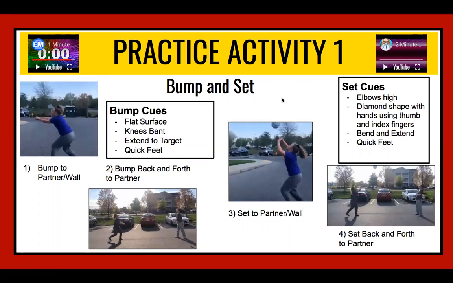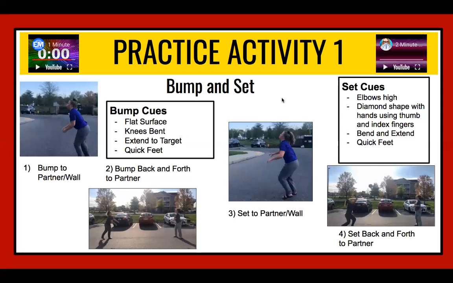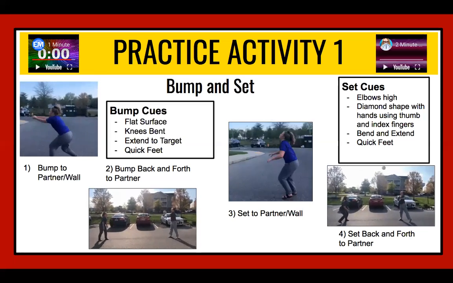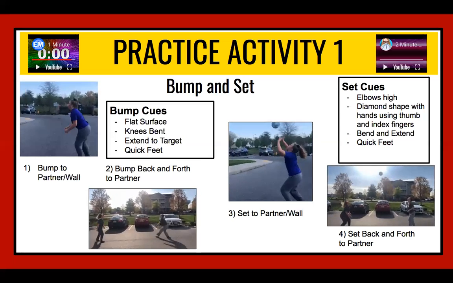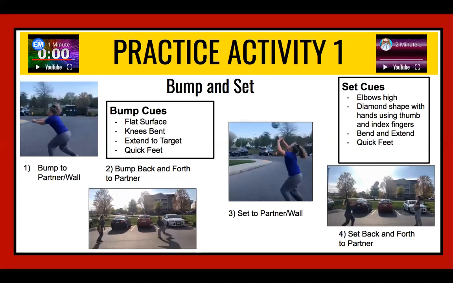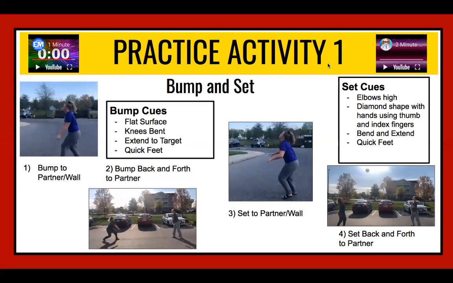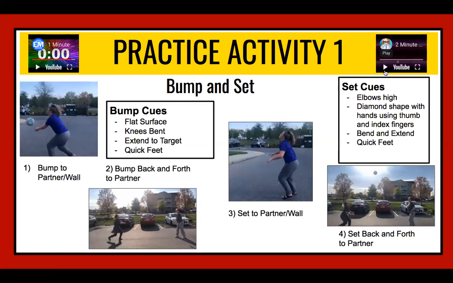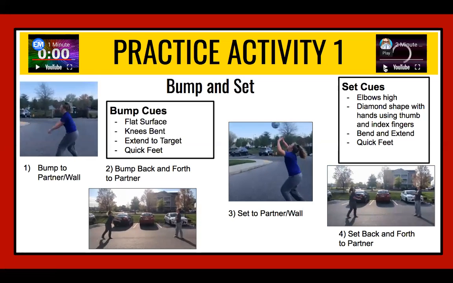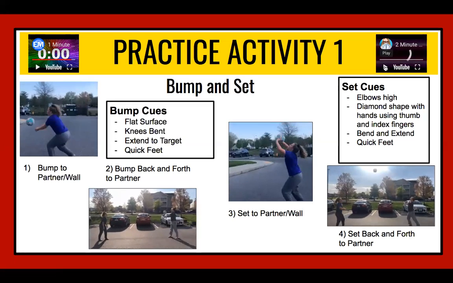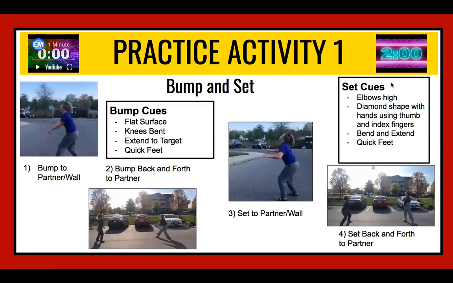Good job, everyone. So now, like with the bump, we are going to practice setting back and forth to your partner. Try to see how long you can keep it in the air using the proper cues. And if you would like to challenge yourself, you and your partner may space out as you are setting back and forth. You're gonna have 2 minutes for this activity, and keep in mind the cues for the set: elbows high, diamond shape with your hands, bend and extend, and quick feet. And you may begin.